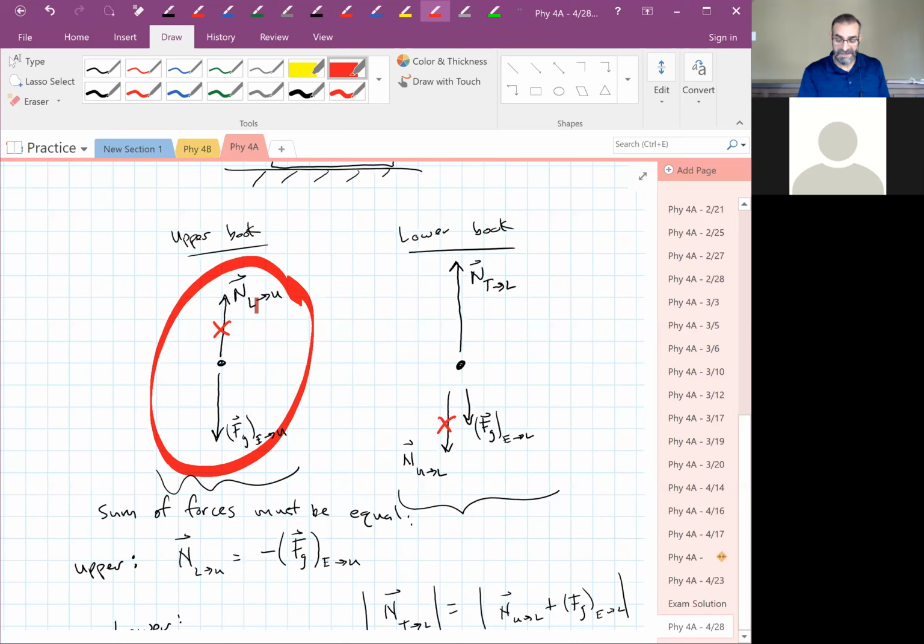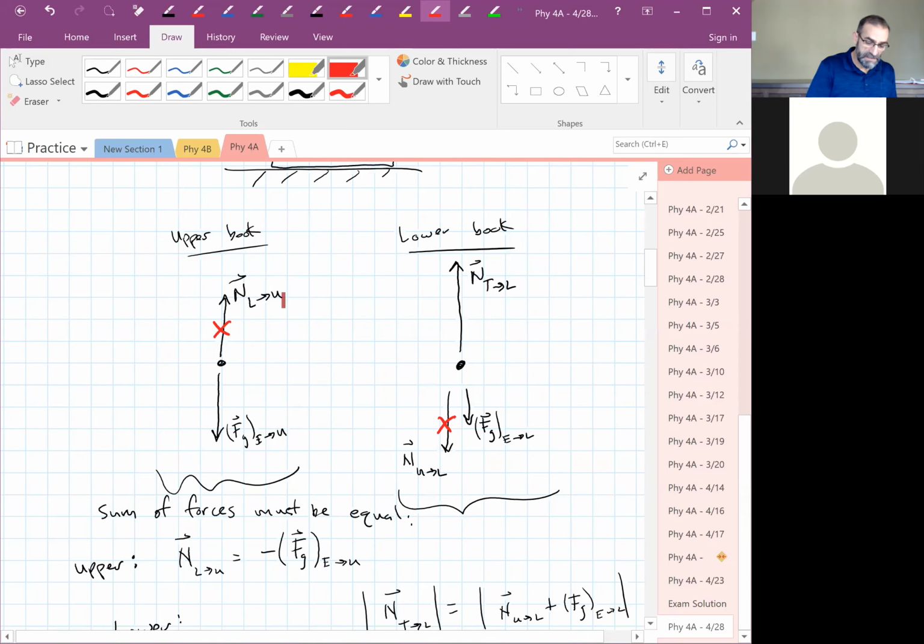And the answer is no, because they do not originate from the same interaction. The normal force is from the lower book pushing on the upper book. The force of gravity is from the Earth interacting with the upper book. These are 2 completely different interactions. If we had a free body diagram for the Earth, then there'd be a Newton's pair, this force with the one acting on the Earth.